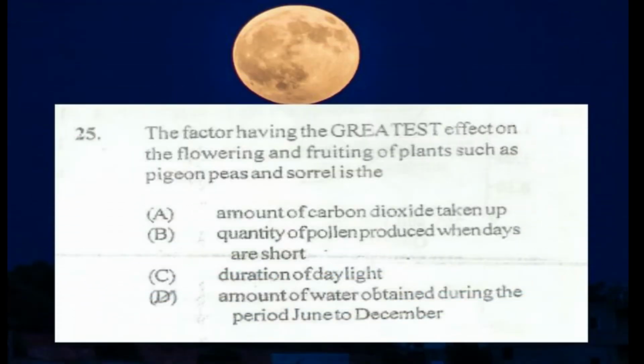Number 25. The factor having the greatest effect on the flowering and fruiting of plants such as pigeon peas and sorrel is the A. amount of carbon dioxide taken up. B. quantity of pollen produced when days are short. C. duration of daylight. And D. amount of water obtained during the period June to December. The answer is D. the amount of water obtained during the period of June to December. Those plants love water. They do well if they get enough water.